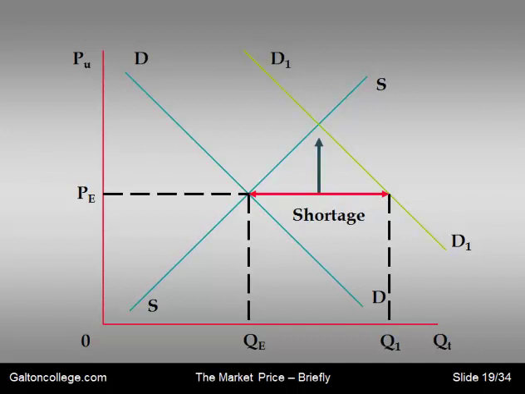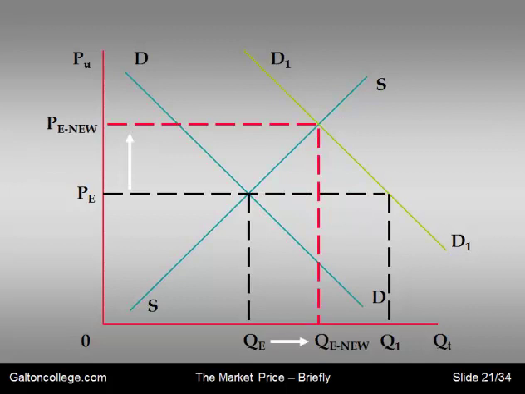And that means there are upward pressures on the price. The shortage means the producers will increase the price to try and curb the queues, and also will step up production. So we move to a new equilibrium. And that's the new equilibrium. PE new, QE new. The new equilibrium quantity and the new equilibrium price.